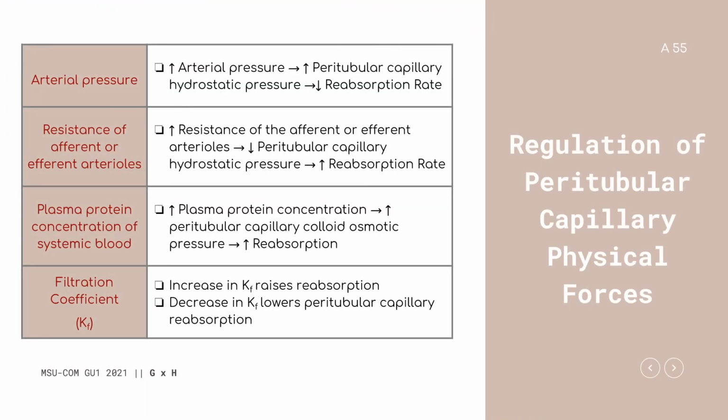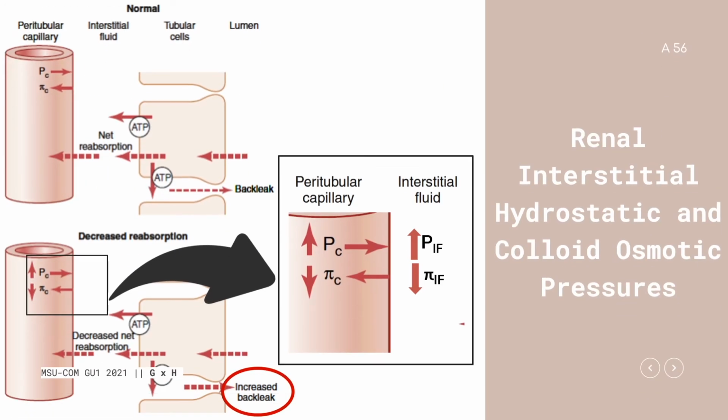Now, even the physical forces themselves in the peritubular capillaries depend on 4 factors. These are the arterial pressure, the resistance of the afferent and efferent arterioles, the systemic blood plasma protein concentration, and the filtration fraction, as you can all see in this table. Usually, a normal hydrostatic and colloid osmotic pressure in the peritubular capillaries would cause a net reabsorption with a minimal backleak of solutes and water towards the renal lumen.